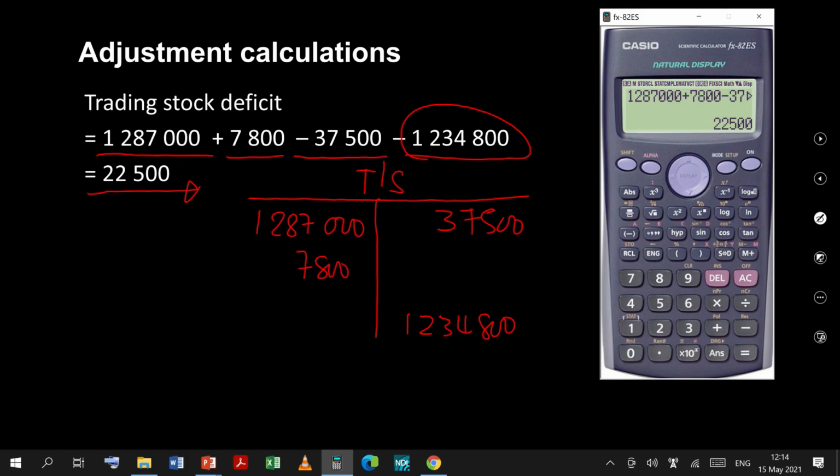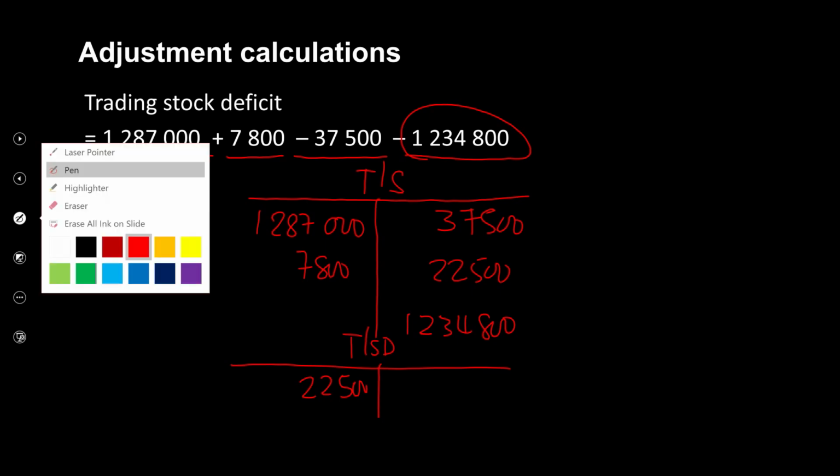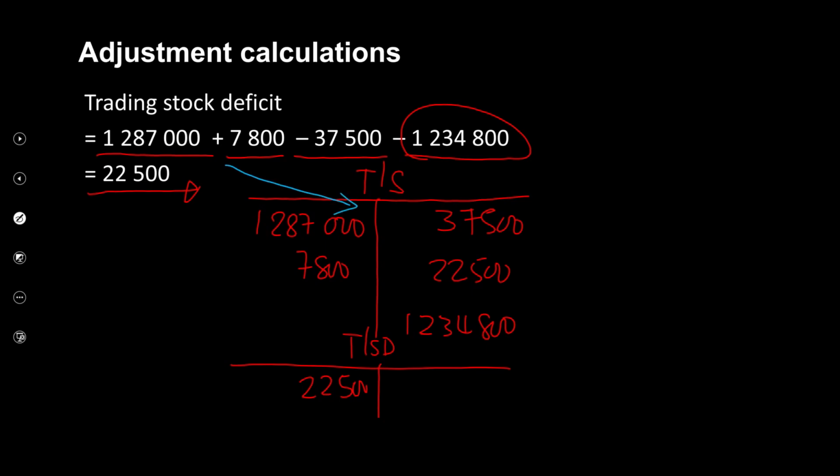22,500 clearly is your missing figure, meaning you have an entry for what? Trading stock deficit. A debit of 22,500 and a credit to your trading stock of 22,500. Now watch this, guys, important. There's my calculation. I've also shown it to you in the form of a T account. The same thing: 1,287 plus 78 minus 37.5 minus the closing balance will give you the trading stock deficit to be 22,500.